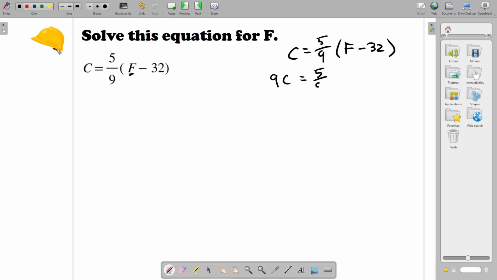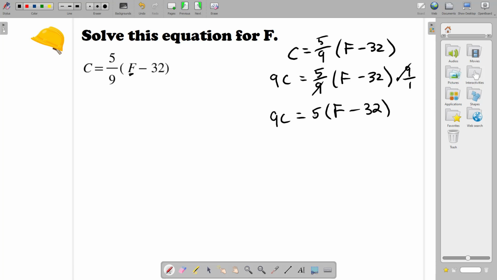So I have 5/9 times F minus 32, and I'm going to multiply this by 9 over 1. The 9's divide out on this side, so on this side we have 9C. On this side we have 5 times F minus 32. Those 9's divided out, it got rid of the fraction.